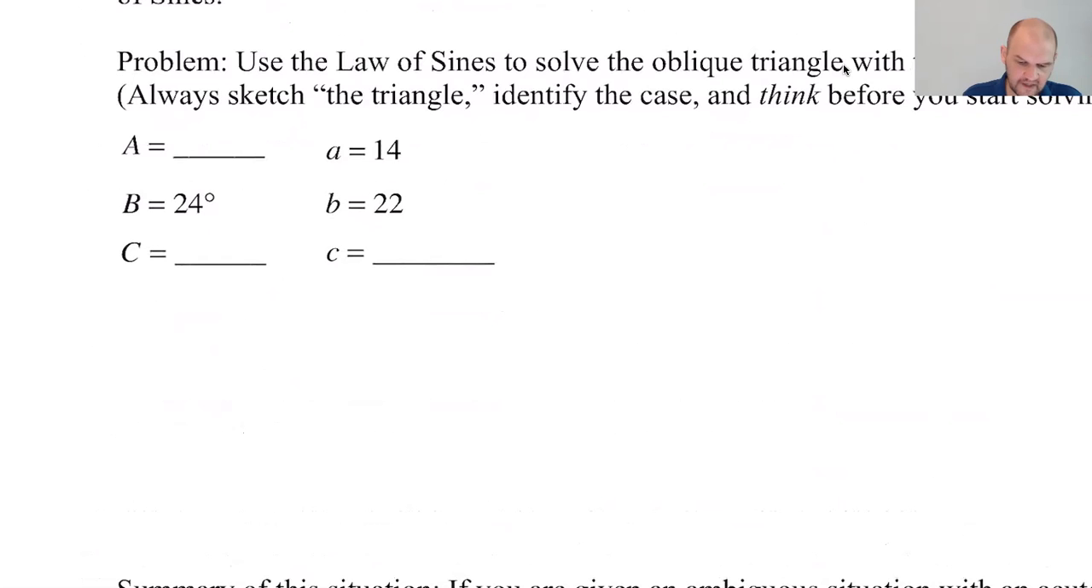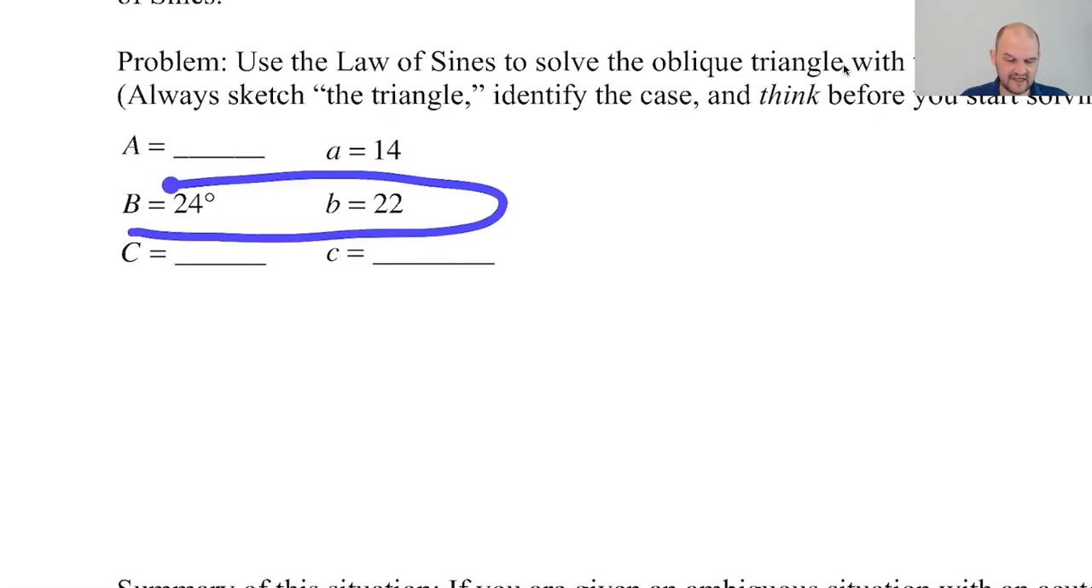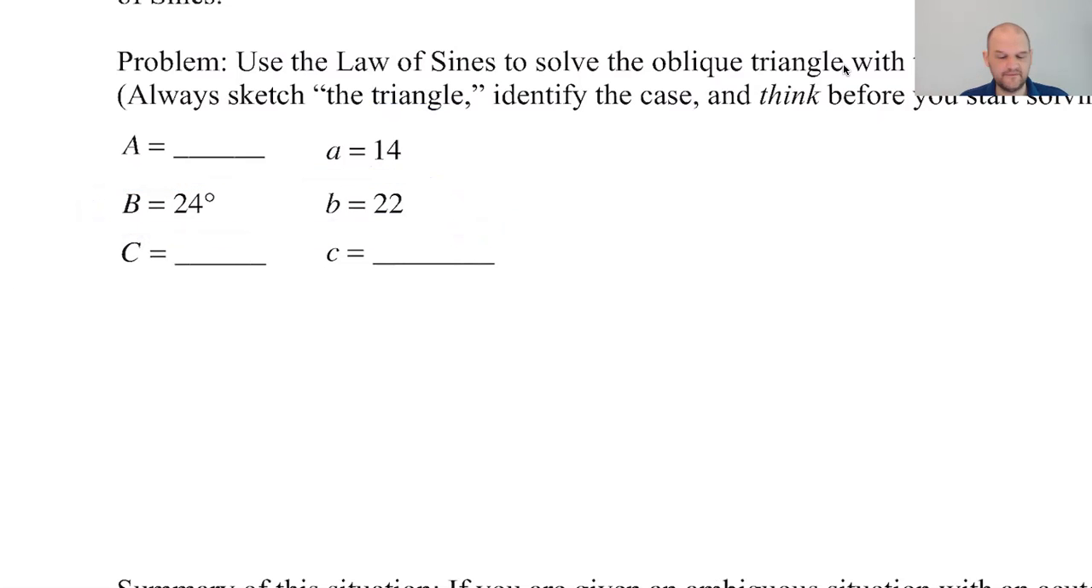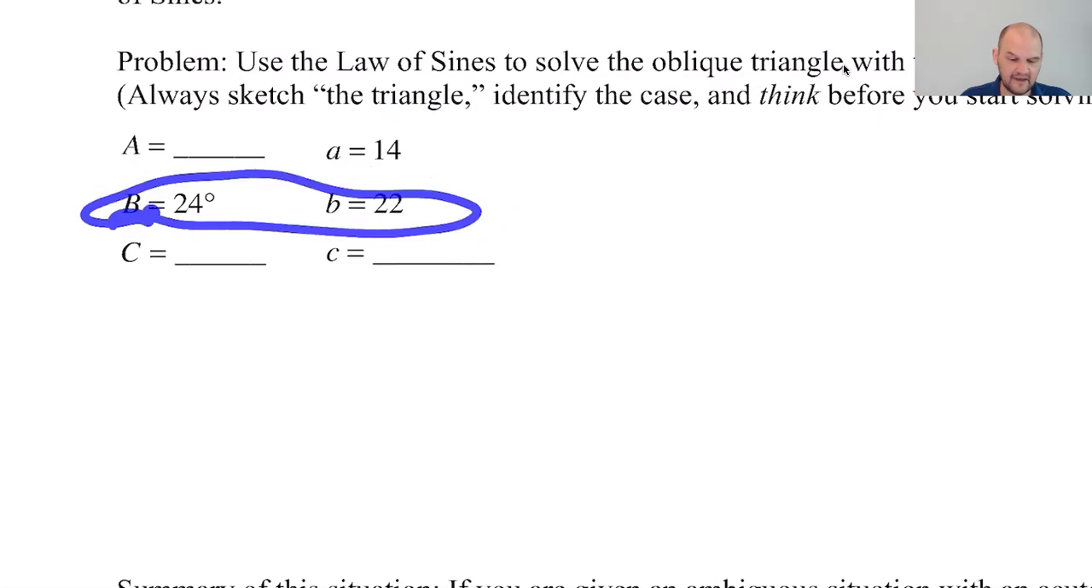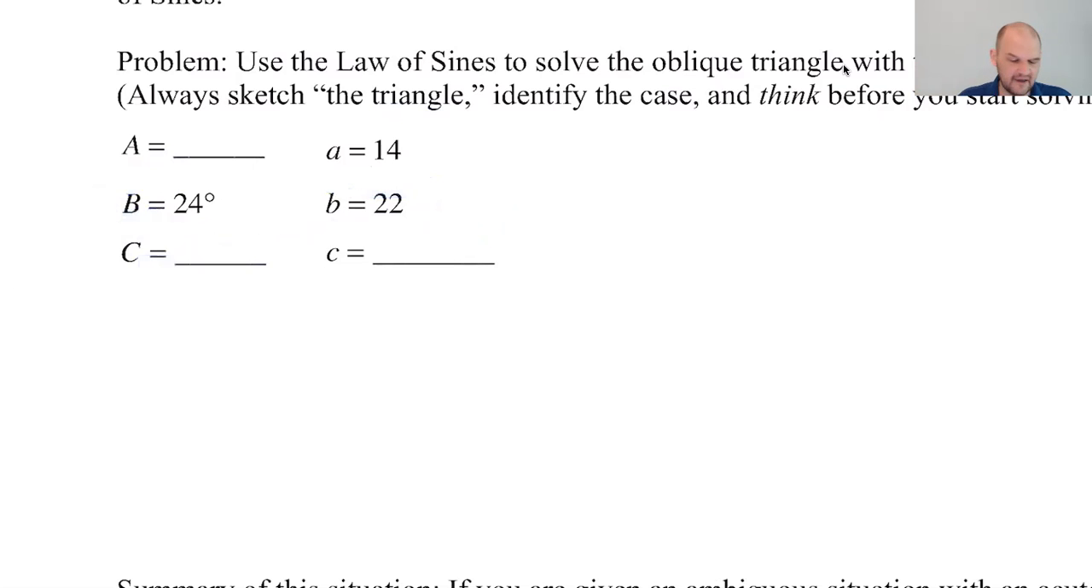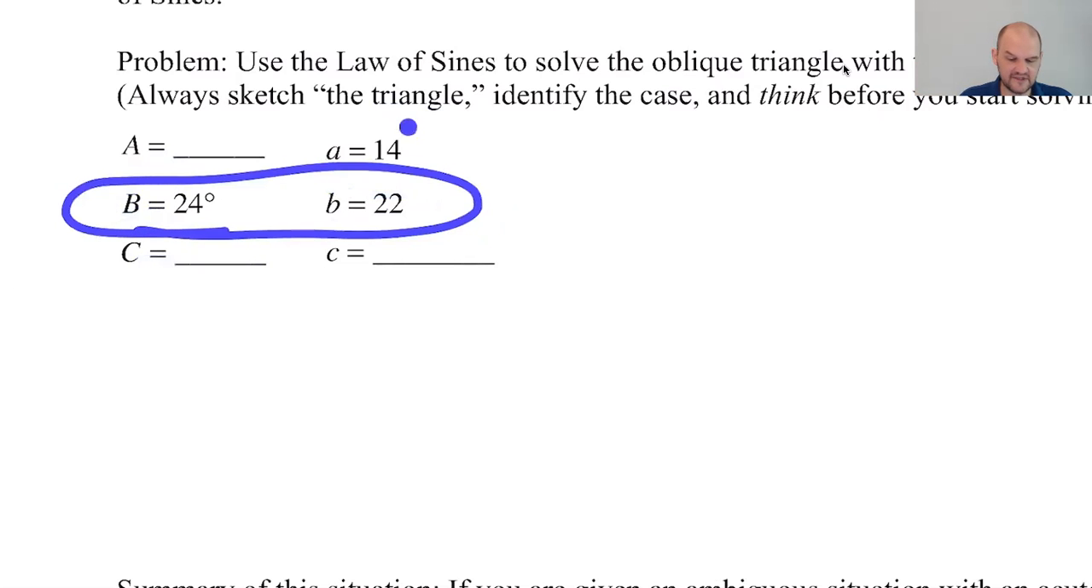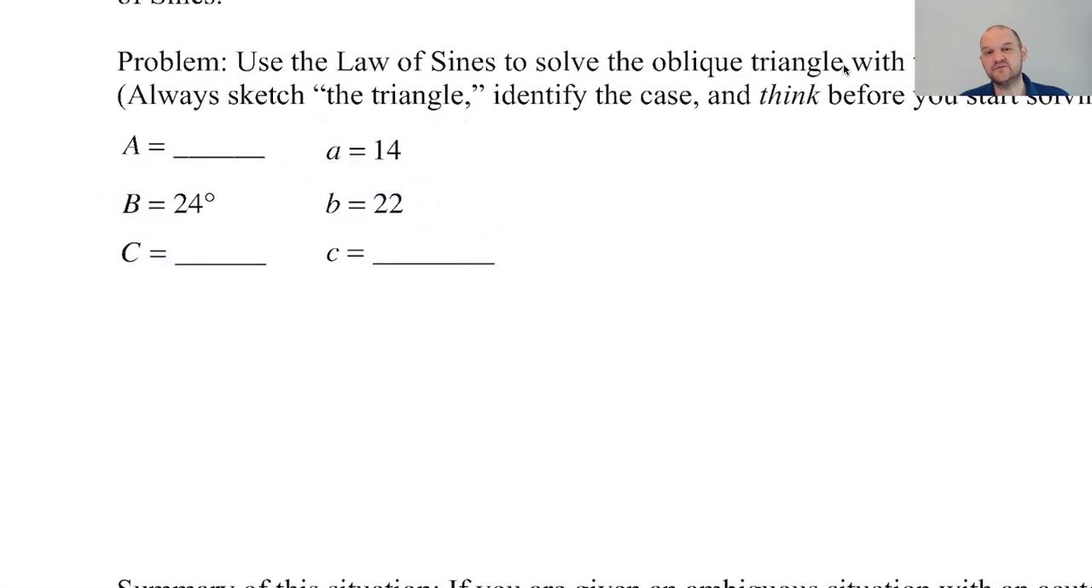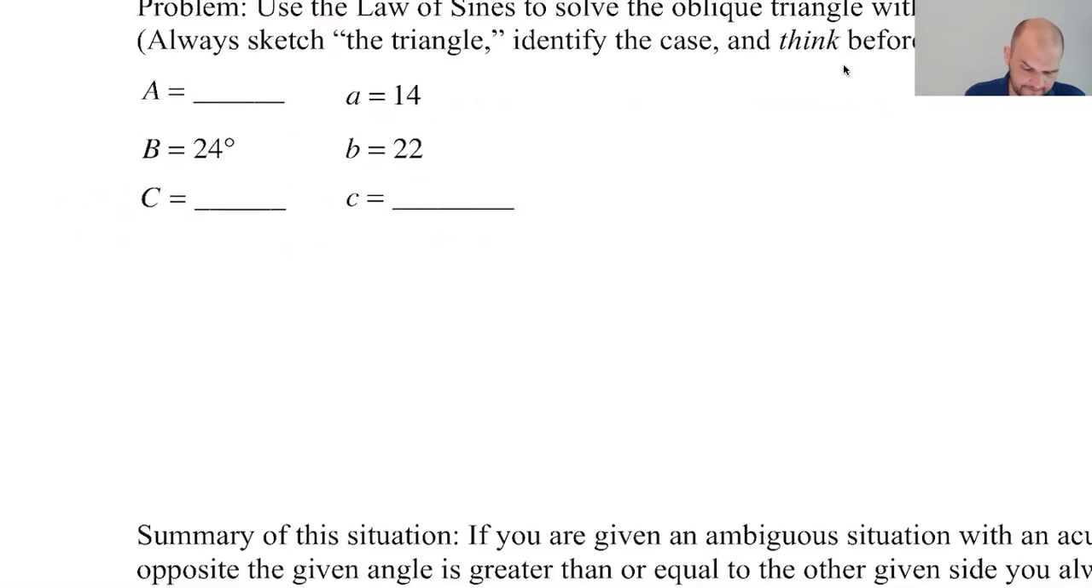Here I have a side angle pair, which is good. Then I have another side. So this is definitely the ambiguous case. You always look, do I have a side angle pair? Because that's law of sines. If I have a side angle pair and another angle, it's the normal law of sines, and you're basically done. If you have a side angle pair and another side, that's going to be the ambiguous case. So this is the ambiguous case. So I'm going to draw the triangle.